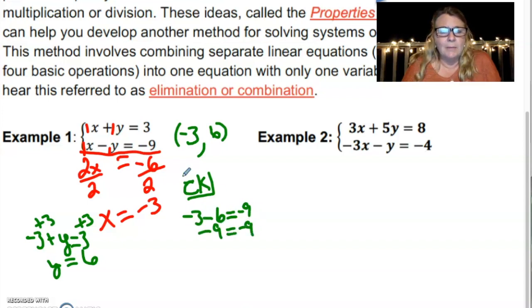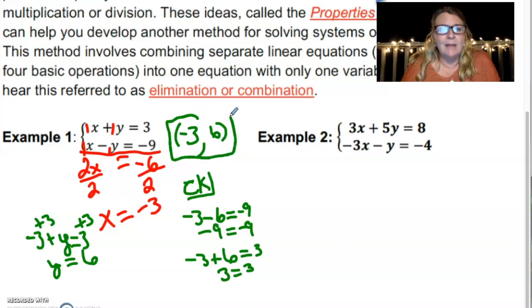So it worked in the bottom equation. We'll just double check and make sure it really does work in the top equation. Negative 3 plus 6 is equal to 3. When I add those together, 3 is equal to 3. It's true for both solutions, both equations, excuse me. So we'll put a box around that because that is the solution to the system. It is a solution to both of them.